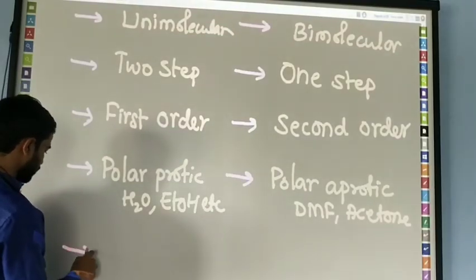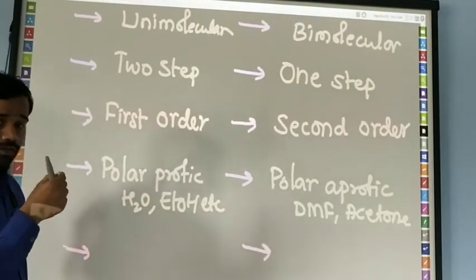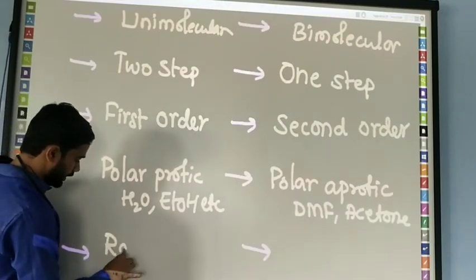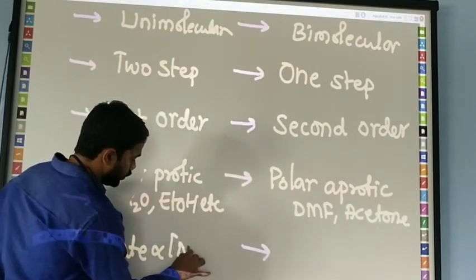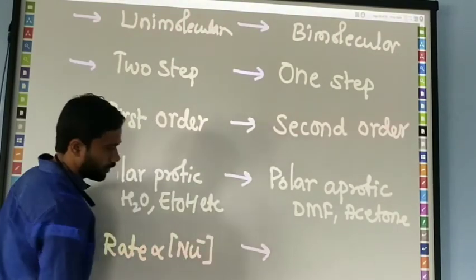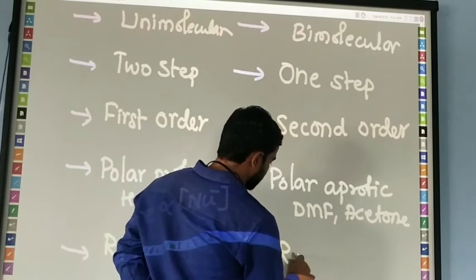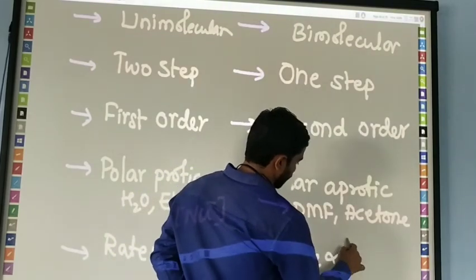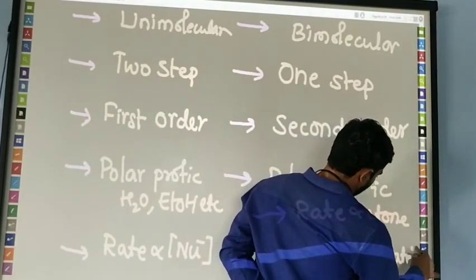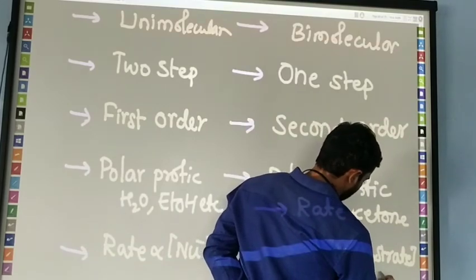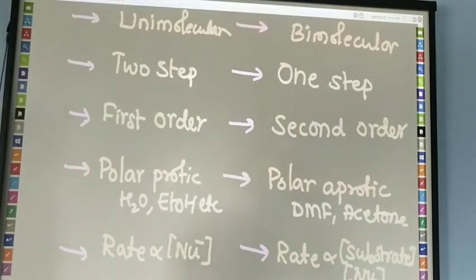How does the rate depend on this? In the case of SN1, the rate depends only on the concentration of the substrate. But in the case of the SN2 mechanism, the rate will depend on both the substrate and your nucleophile. Both are deciding components for the rate.